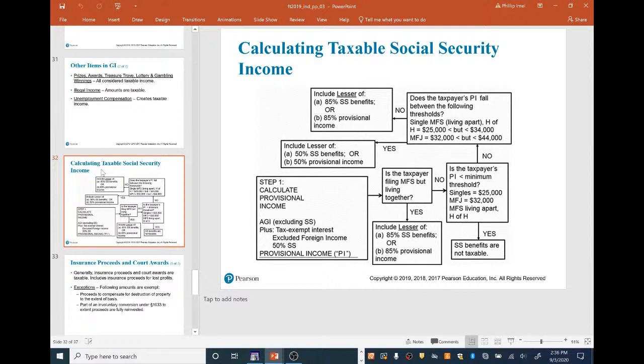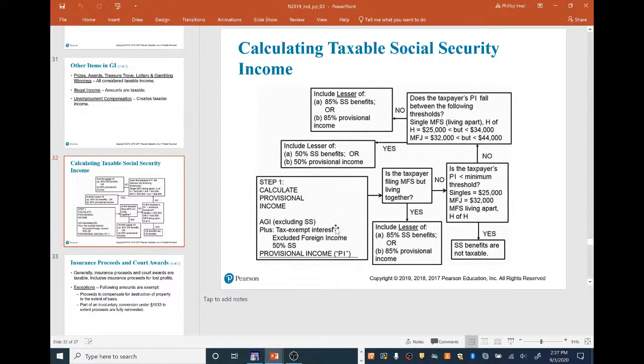Next, calculating taxable Social Security income. A maximum of 85% of Social Security benefits may be included in gross income for certain taxpayers. Married taxpayers filing jointly whose total of adjusted gross income without FICA plus 50% of FICA plus tax-exempt interest and certain excluded foreign income is less than or equal to $32,000 will pay no tax on their FICA. Single taxpayers whose total of the above described items is less than or equal to $25,000 will pay no tax on his or her FICA.